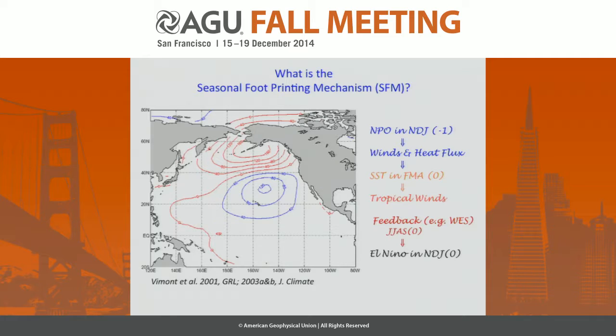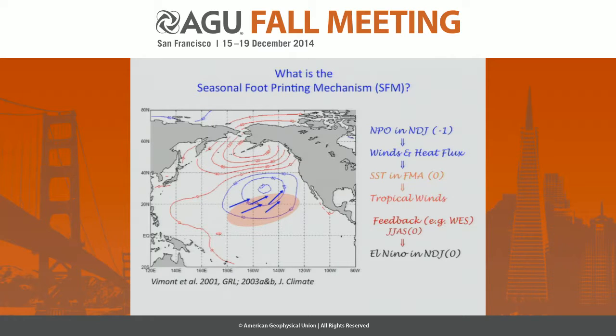To give an overview of the seasonal footprinting mechanism, it starts with the North Pacific Oscillation in the winter. That's the sea level pressure dipole that you see here. This is the second leading mode of sea level pressure in the North Pacific, with the first being the Aleutian low. On the southern lobe of this dipole, you get anomalous winds that oppose the trades and reduce the heat flux out of the ocean. That leads to a warming of SSTs here in the subtropical Pacific. This is the so-called footprint of the seasonal footprinting mechanism.